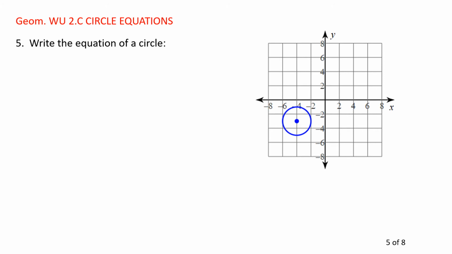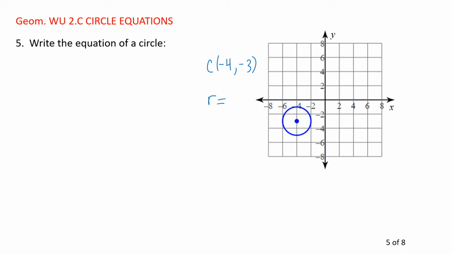How about if you just have a picture? It's the same thing. I need the center, and I need the radius. Be careful on this picture. This is actually marked off in units of 2. So the center of this circle is actually negative 4, negative 3.